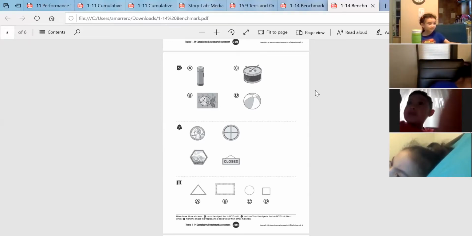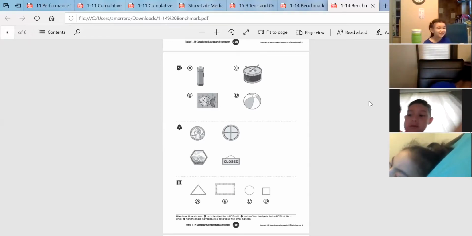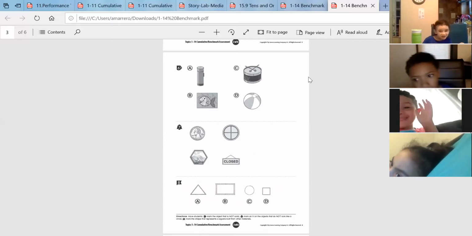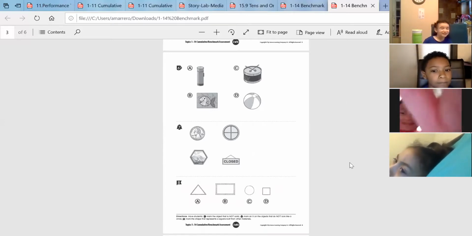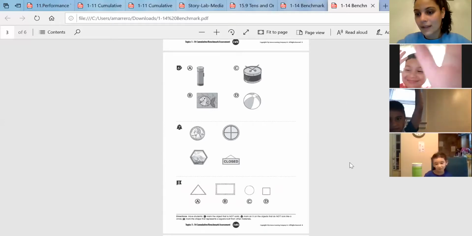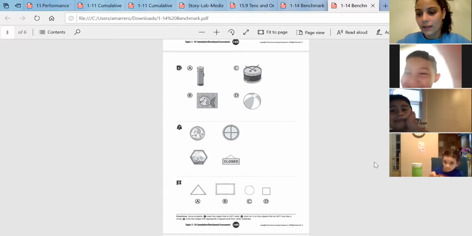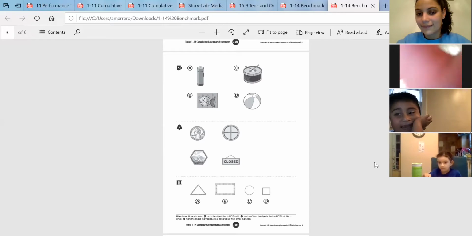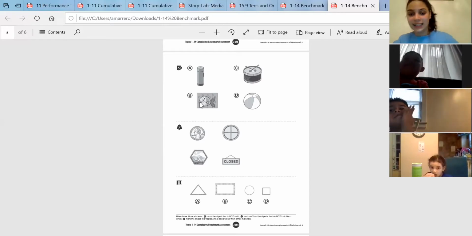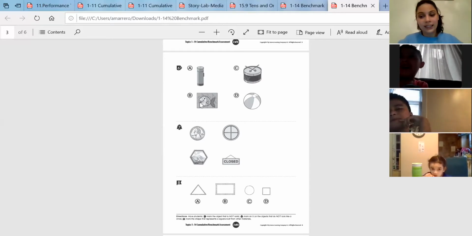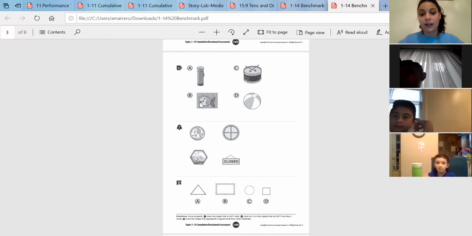And I will let someone give me the answer to this one. Which object was flat? Giovanni? B? B, the puzzle. Yes. The puzzle was flat. It does not pop out. All of those pieces are flat. This is a cylinder, cylinder, sphere. So those are all 3D shapes.